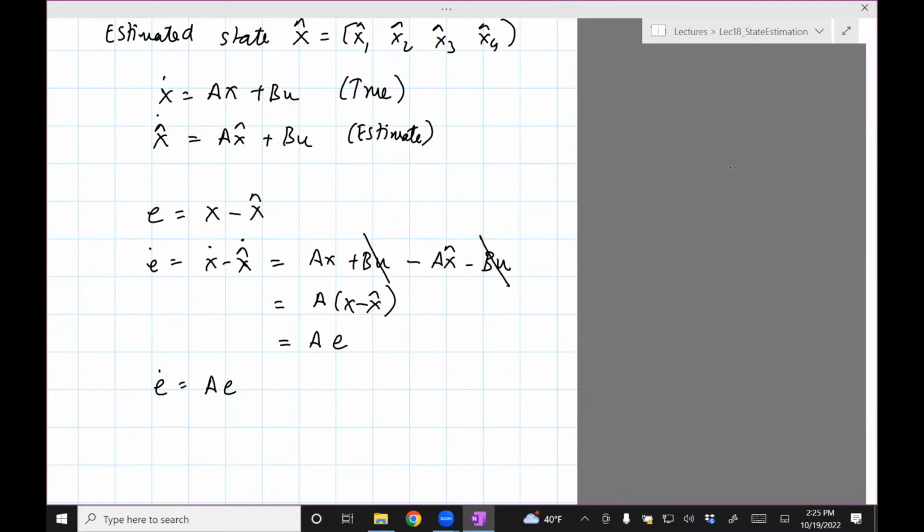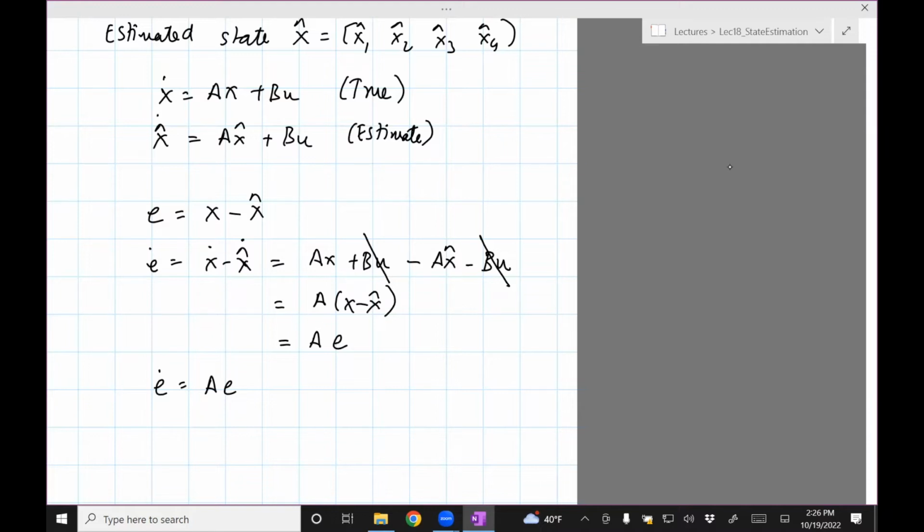Now we know something about system stability when we have a system like e dot equals Ae or x dot equals Ax. If the system is stable, then all the eigenvalues of A should be less than 0, right? Should be in the negative half plane. If that's not true, then the system is unstable. So what will happen here is that as long as the eigenvalues of A are negative, you're good. Your estimates will probably work.